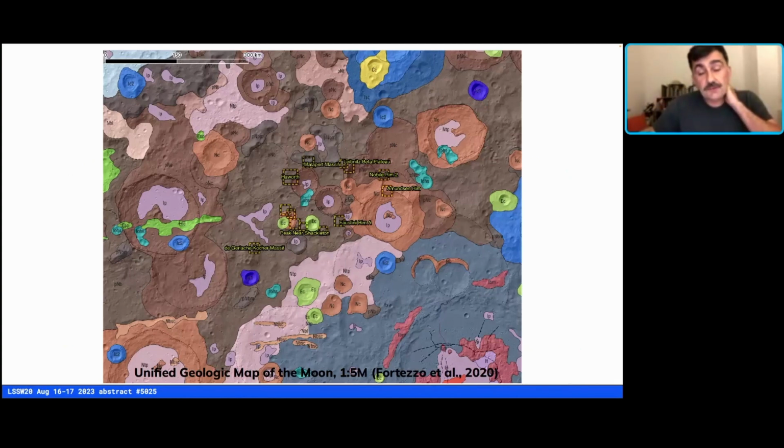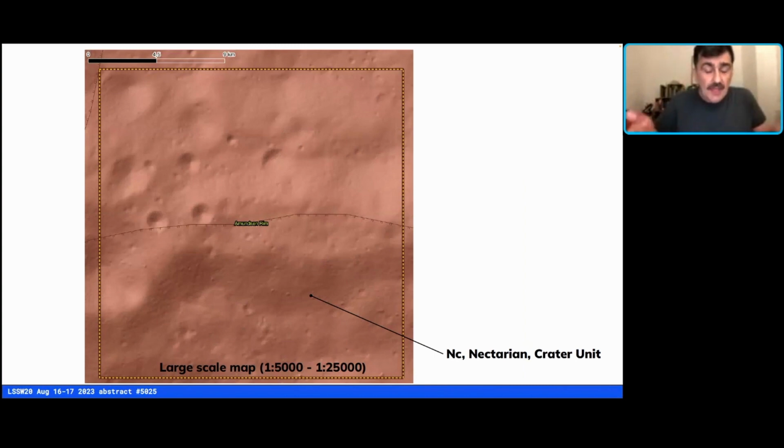So this is what can be done today, because we have, for example, this geologic map at 1 to 5 million scale from Fortezzo and colleagues, 2020. In this case, we have the South Polar region with all the candidate Artemis landing sites. We have this available, and we can use it to study the Artemis landing sites. So, in the case of the Amundsen Rim landing site, next slide, we can use this map, and we end up with this map: a large-scale map which ends up with a single unit, which is not very informative.